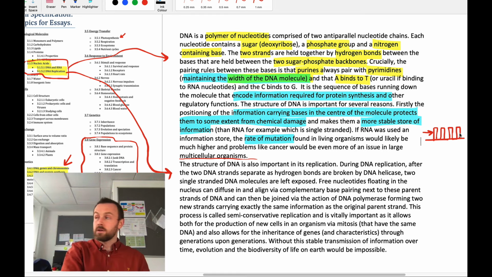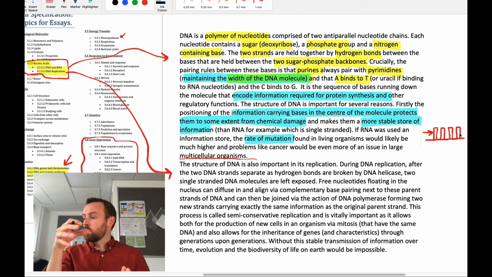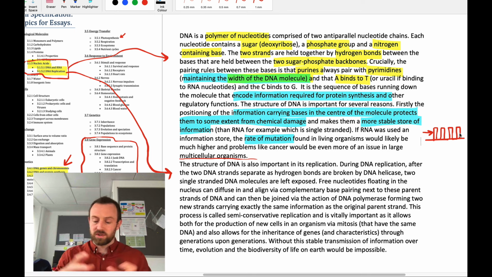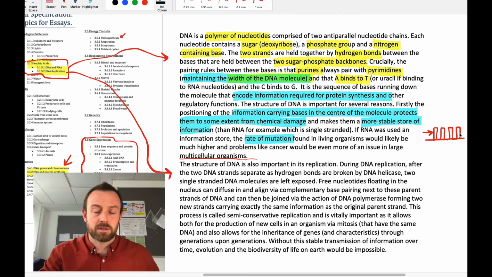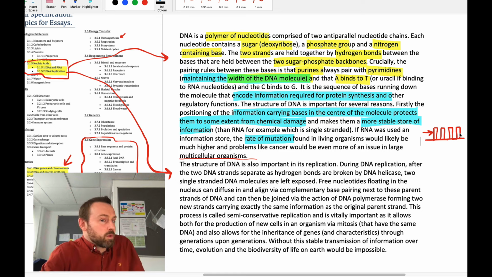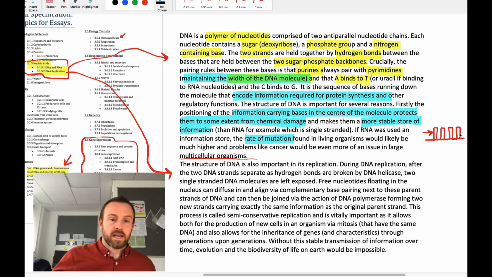So more mutation means more mutations in cells in multicellular organisms. More mutation in those cells means more chance of cancer. Maybe, I didn't say this, but maybe multicellular organisms may never have evolved if RNA was the store of information, because the more cells you get in a multicellular organism, the more chances of cancer. Human beings have about 75 trillion cells, so if we had RNA as our genetic material, maybe we wouldn't exist. Let's go on to the next paragraph.